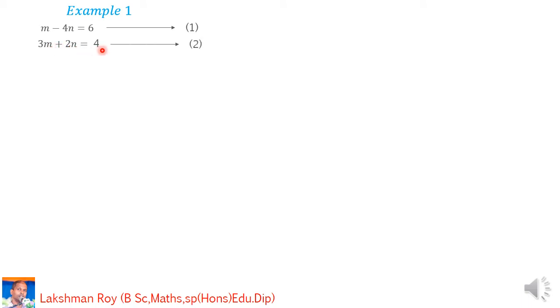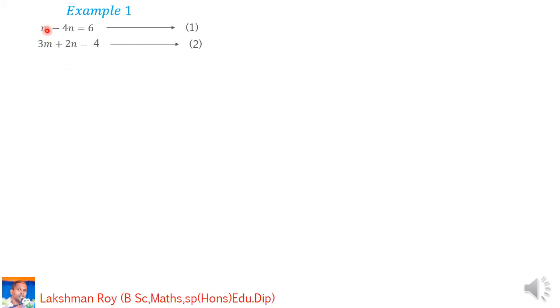Right, now students, solving simultaneous equations means you have to find the values of the unknown variables, right? So here, what are the unknown variables? One variable is m, another variable is n, right? If you find these two, that is the solution of these two equations, right? These are the values that satisfy both equations, right?